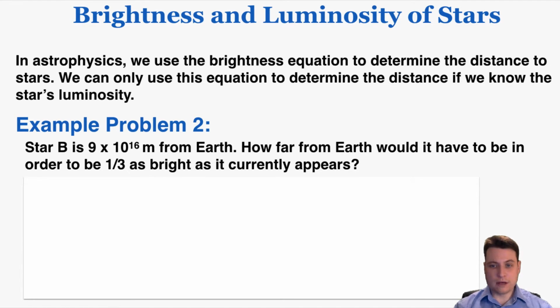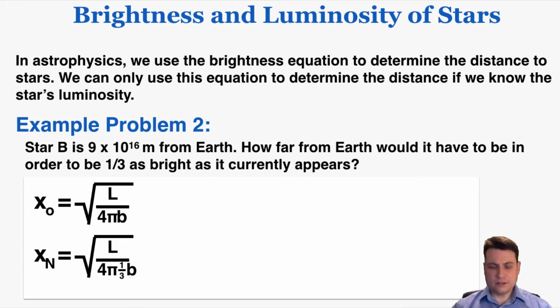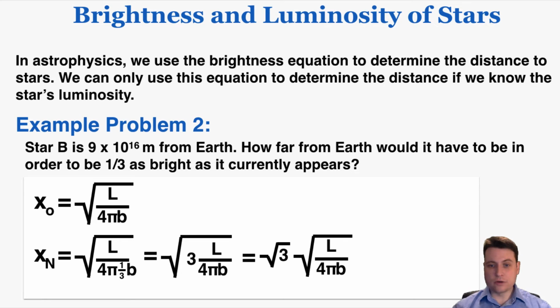In example problem 2, star B is 9 times 10 to the 16th meters from Earth. How far from Earth would it have to be in order to be 1/3 as bright as it currently appears? This is a proportional reasoning problem, so I'm going to write an equation for the original distance. I know that that follows the same distance formula as I came up with before. The new distance to the star is going to have the same luminosity, but 1/3 of the brightness. So when I isolate my original equation in that new equation, I find that the new distance is equal to the square root of 3 times the original distance.